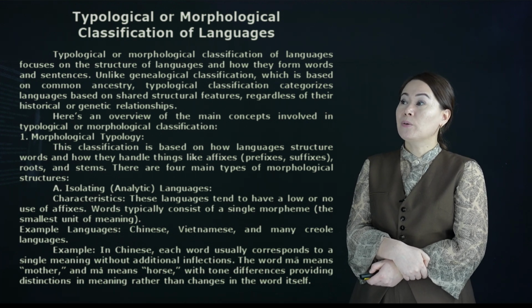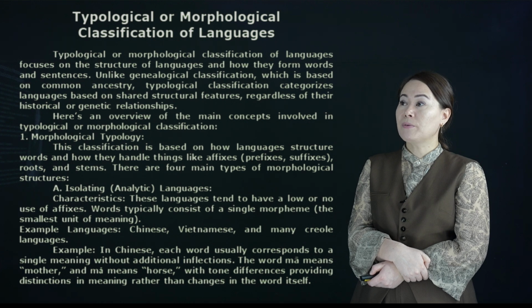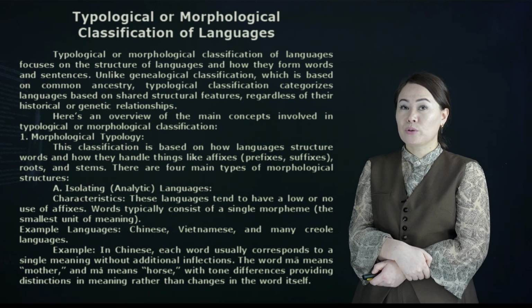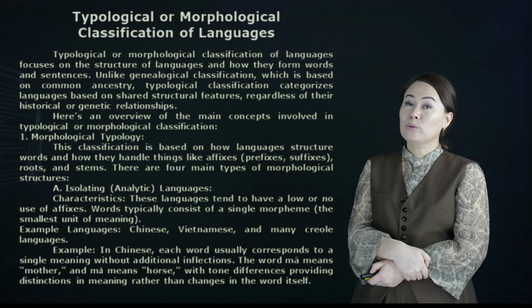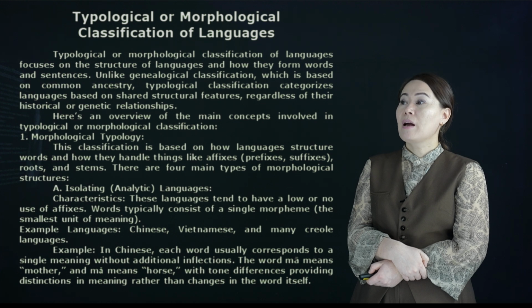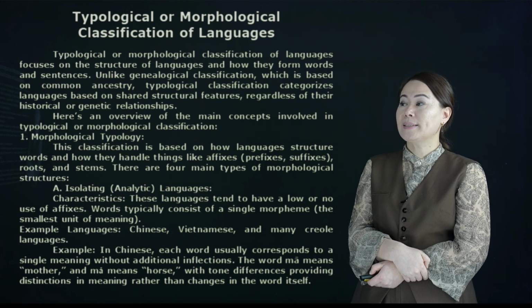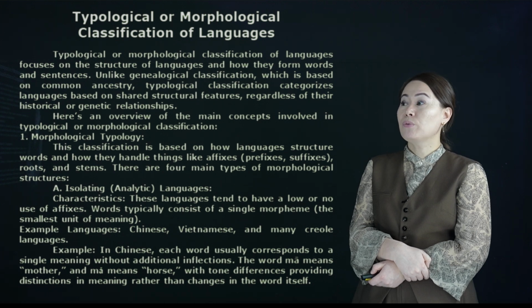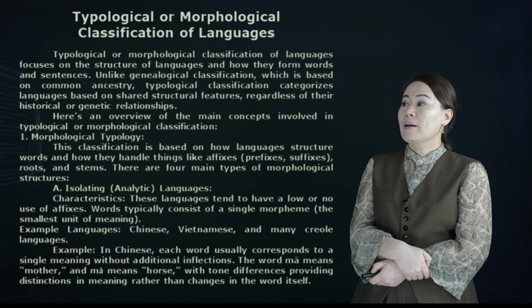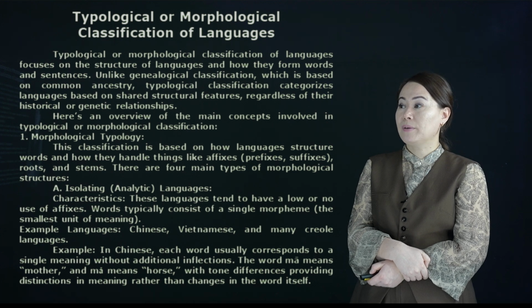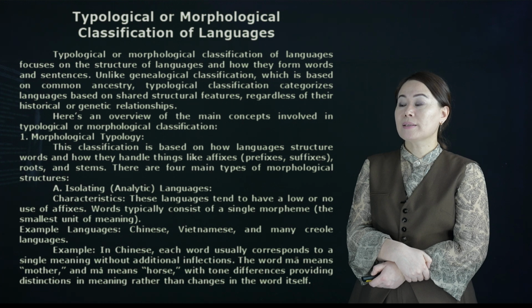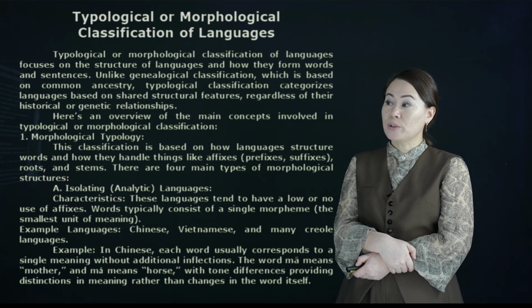Here is an overview of the main concepts involved in typological or morphological classification. The classification is based on how languages structure words and how they handle things like affixes, prefixes, suffixes, roots and stems. There are four main types of morphological structure. The first one, isolating languages. Characteristics: these languages tend to have little or no use of affixes. A word typically consists of a single morpheme, the smallest unit of meaning.